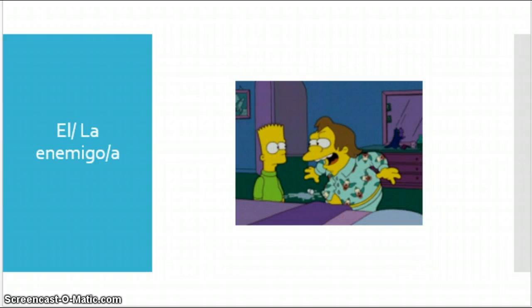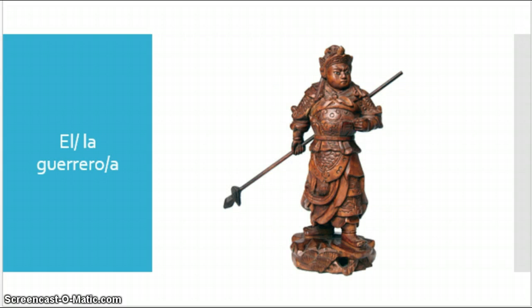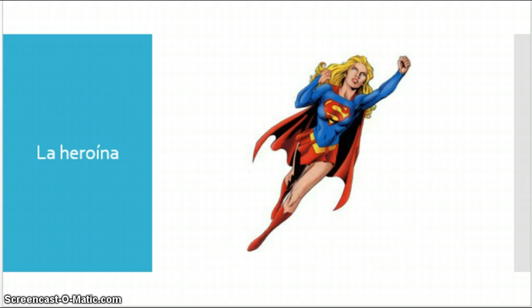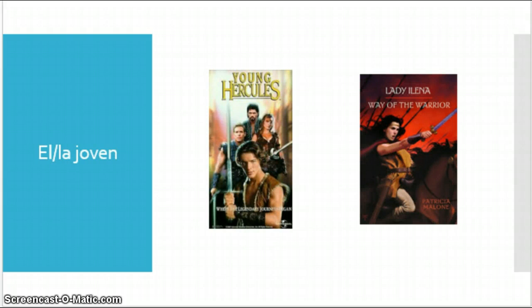El Enemigo or La Enemiga. So we know amigo is friend and enemigo would be an enemy. El Guerrero or La Guerrera, a warrior. El Héroe significa hero. So this is the masculine form. Remember, if I'm talking about a hero and our hero happens to be una mujer, we would say la heroína. La heroína is the heroine, the female hero. El joven or la joven. So I'm talking about the young person. Often in these, we often have a young character as the hero or heroine.